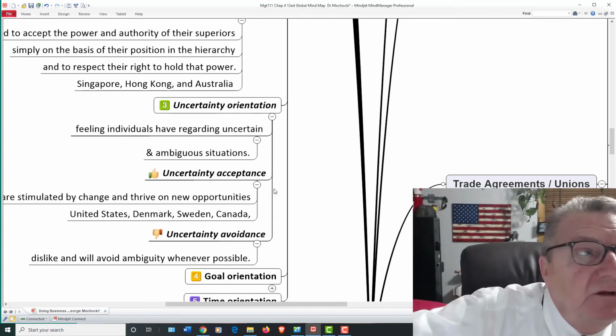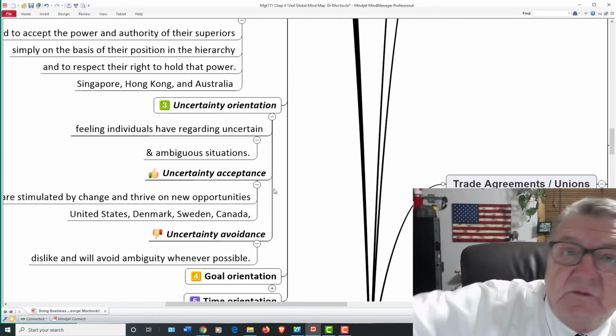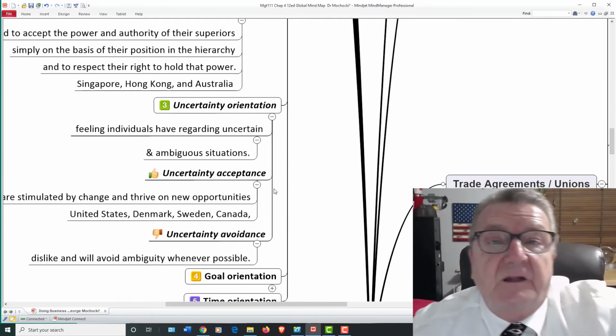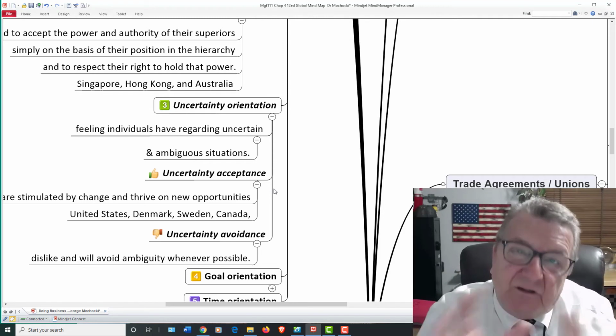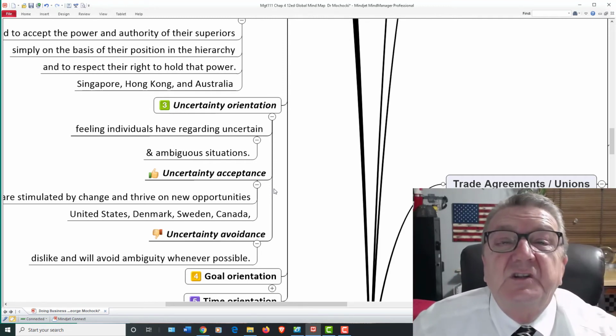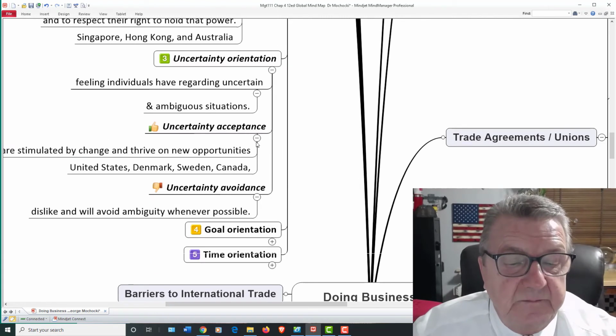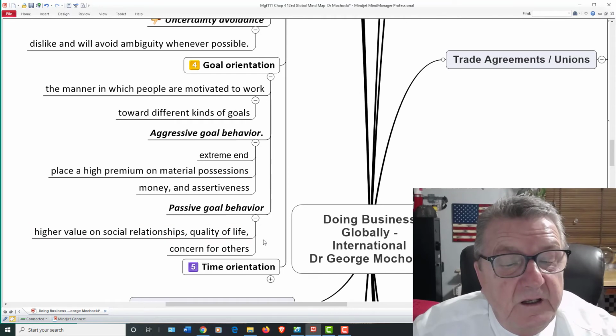Look, Secretary Clinton was the Secretary of State, and she was a woman, and she dealt with a lot of Middle Eastern countries that are very male dominant. It's a little different. But you still have to be aware of what's going on when I'm trying to deal with that organization. What am I trying to sell to them? Okay, goal orientation, aggressive goal behavior, pathway orientation.